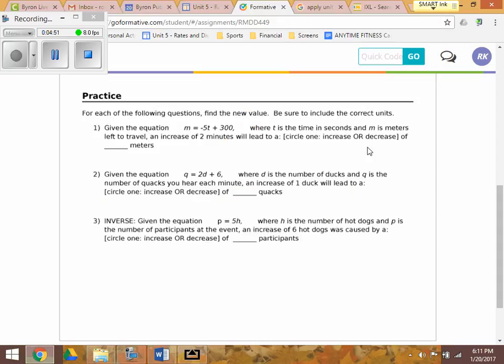So circle decrease and put 10 in here for meters. Okay, so that's how that one goes.